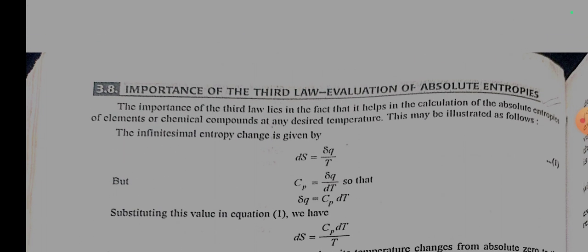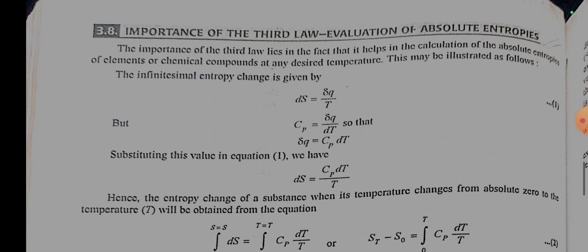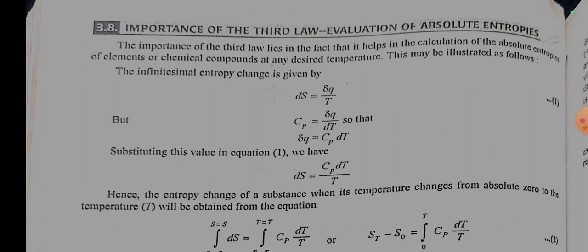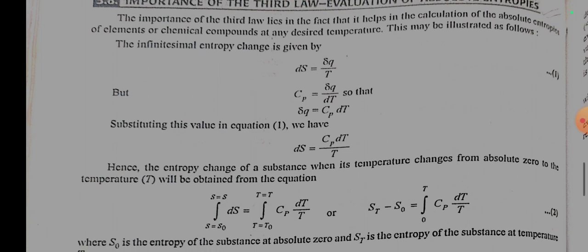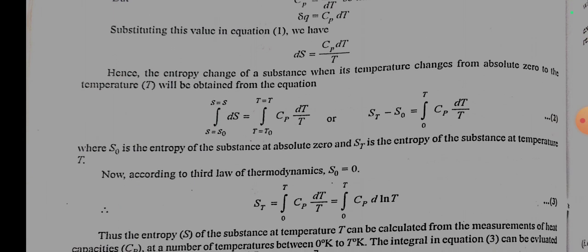Importance of the third law: evaluation of absolute entropies. The importance of the third law lies in the fact that it helps in the calculation of the absolute entropies of elements or chemical compounds at any desired temperature. This may be illustrated as follows: the infinitesimal heat change is given by delta Q equals Cp dT. Substituting this value in equation 1, we have dS equals Cp dT upon T.